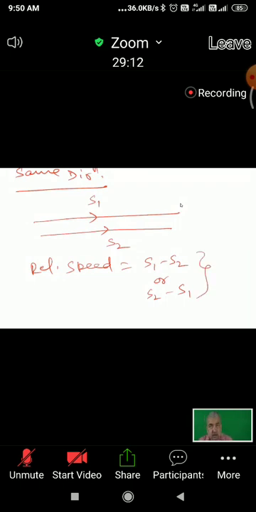If S1 minus S2 is positive, you take relative speed as S1 minus S2. If S1 minus S2 is negative, then take S2 minus S1, that will be positive. So you have to take the difference, whichever is positive. Relative speed of one body with respect to the other body is the difference of the speeds. So these two concepts will be used while doing the question.